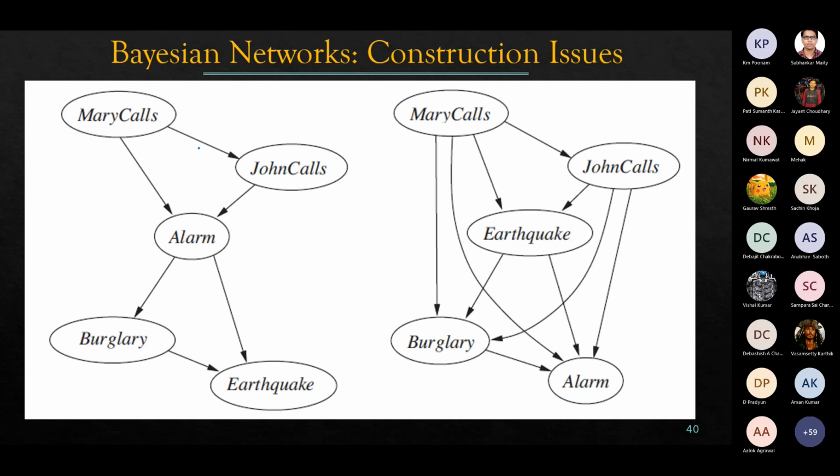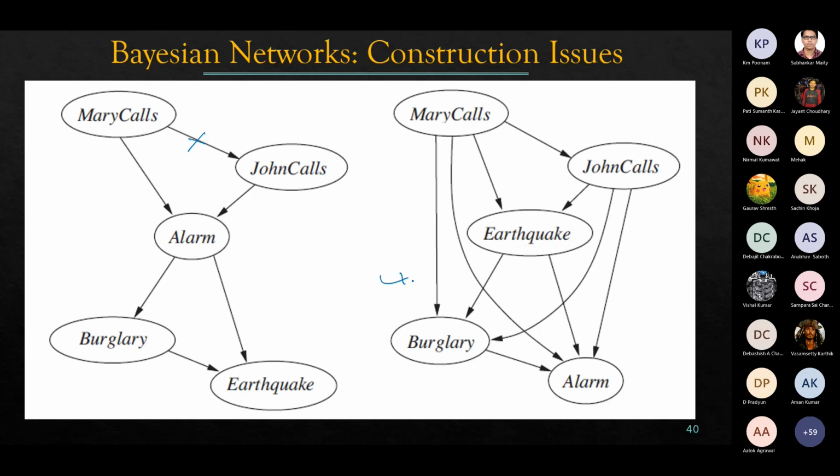The other thing is that there is a dependency between Mary calls and John calls, and this is not really something you can see in the real world. So again, this is not a very good choice. And again, in the other structure we have revised, we are saying that when there is an alarm, then there is a burglary, and when there is an alarm, there is an earthquake. That is not a good way to represent it. So we need to be very careful about the dependencies, which are represented as the directionality of the edges.